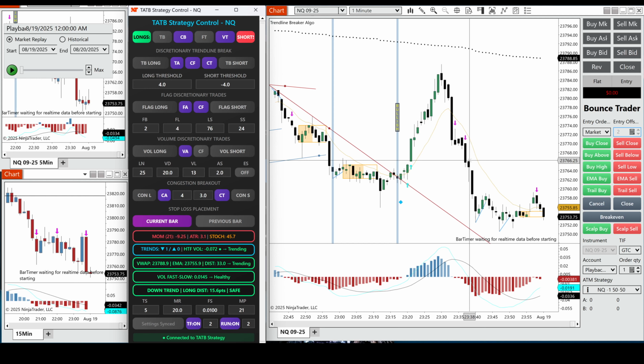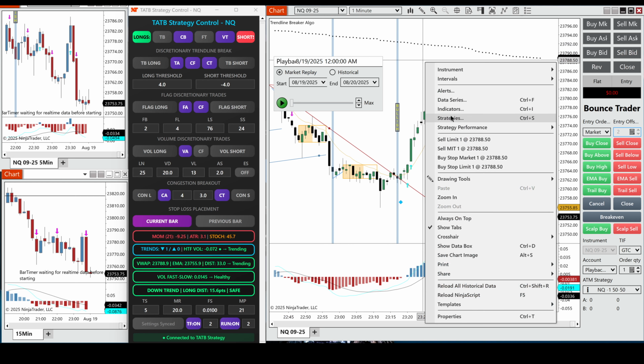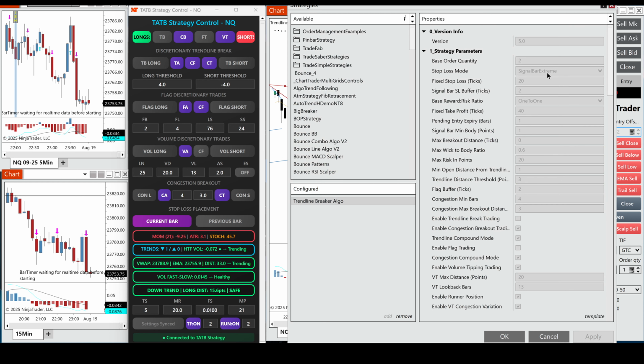Traders, today I want to show you a new update. We're on version 5 for Trendline Breaker Algo, and let me show you we are on version 5. That's the most current one.